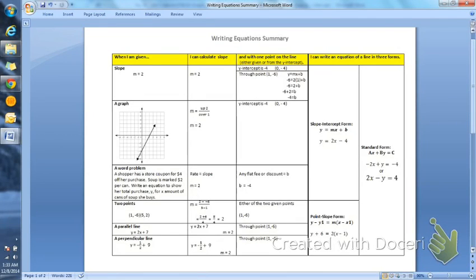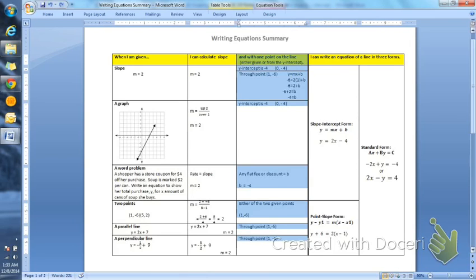In the remaining lessons in Unit 3, you're going to be learning how to write equations based on different givens. For example, when I'm given either the slope, a graph, a word problem, a couple of points, a parallel line, or a perpendicular line, I can calculate the slope. You've already learned how to calculate slope before.